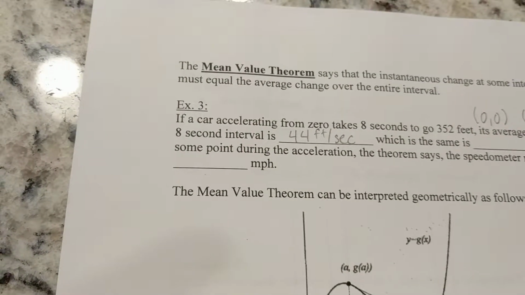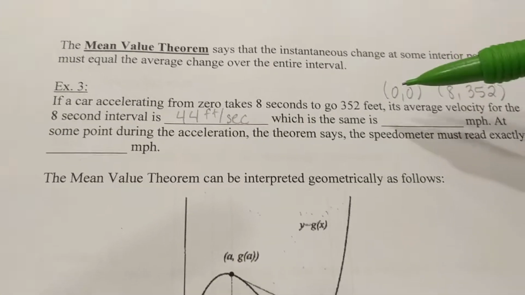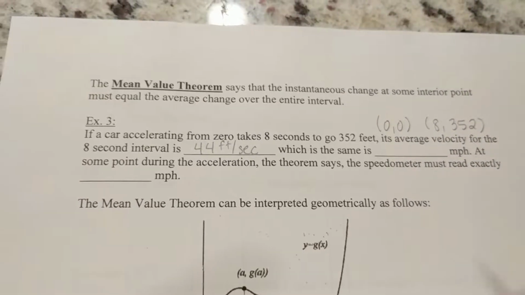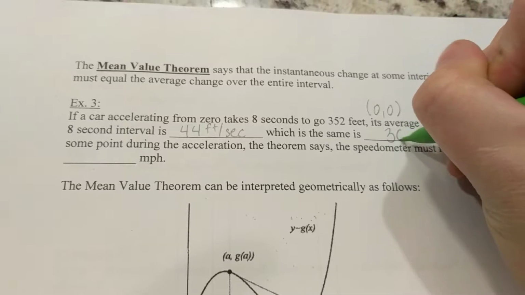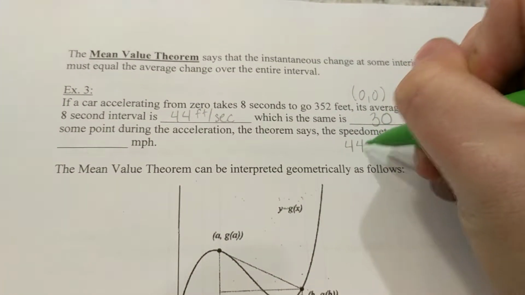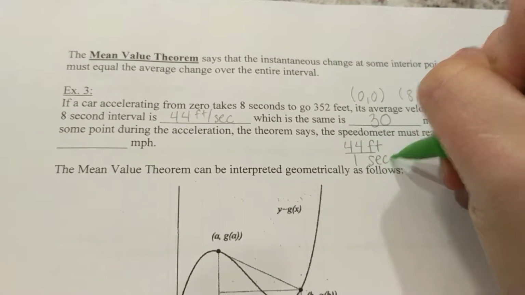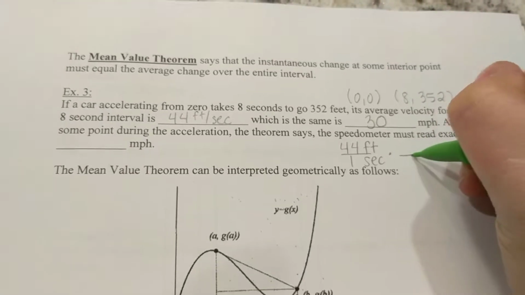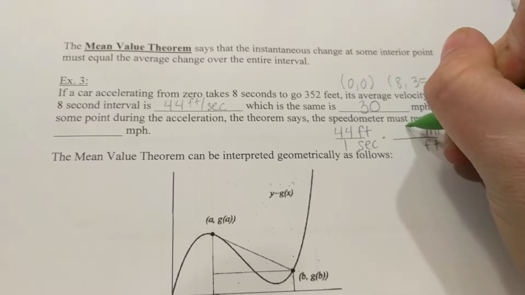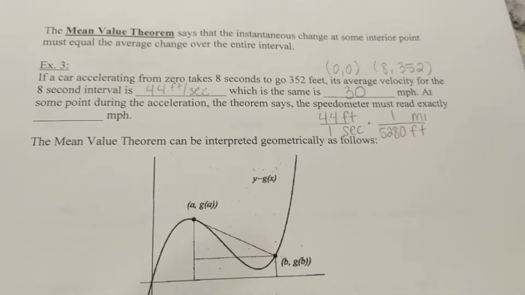Now, our cars don't measure in feet per second, so I want you to do the conversion to how many miles per hour. And it ends up coming out to 30 miles per hour. So when I did it, it's 44 feet in 1 second. So we want to convert feet to miles. And so there's 1 mile in 5,280 feet.